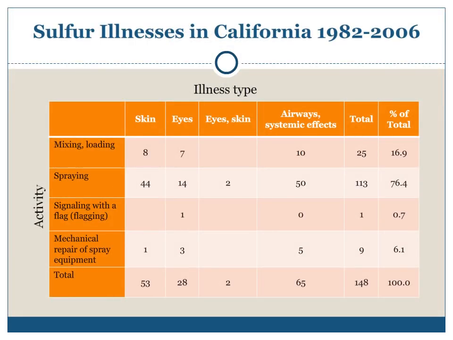Sulfur illnesses in California, 1982 to 2006. Common symptoms in applicators working with sulfur include irritation of the eyes, throat, and upper respiratory tract and skin. Sometimes the odor associated with sulfur causes nausea or queasiness in some people.